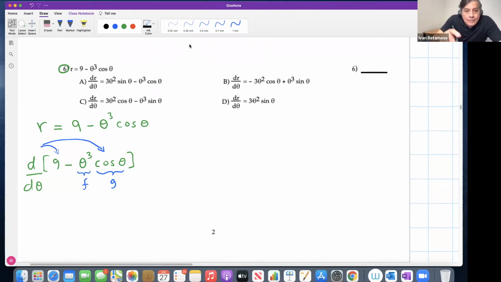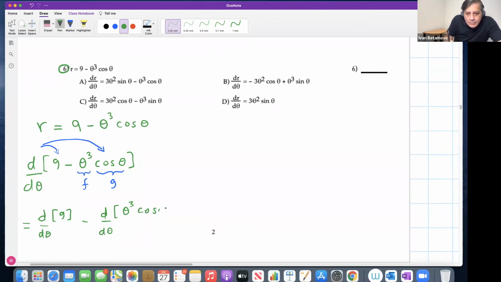Okay, so this derivative, if you distribute the derivative over the difference, should be equal to the derivative of the constant function 9 with respect to theta, which is the variable here, minus the derivative with respect to theta of this product of these two functions, theta cubed multiplied by cosine of theta. I see more answers are coming up.